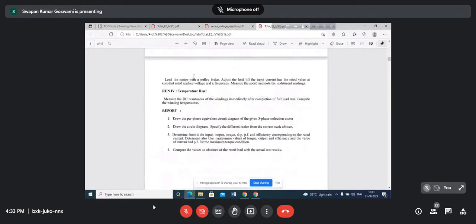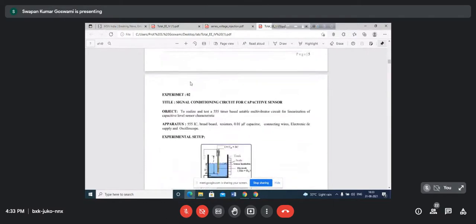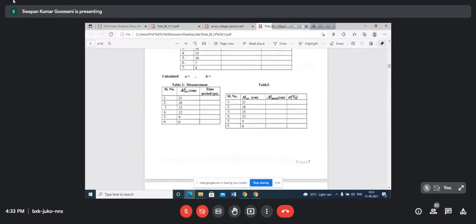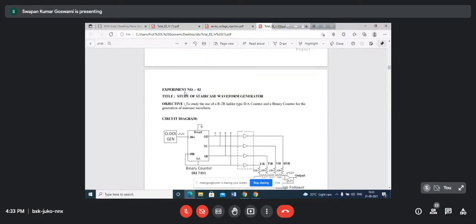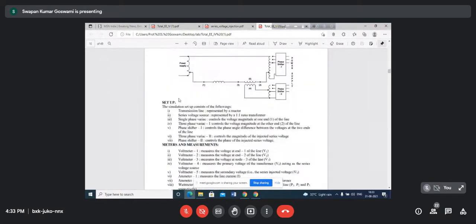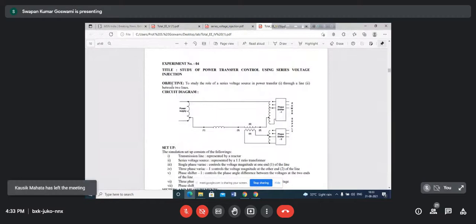Now the experiment is this one, series voltage injection. Okay, this is the experiment: study of power transfer control using series voltage injection. So in the laboratory, basically we shall have a setup.